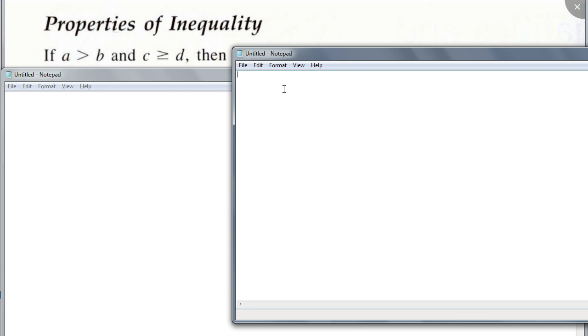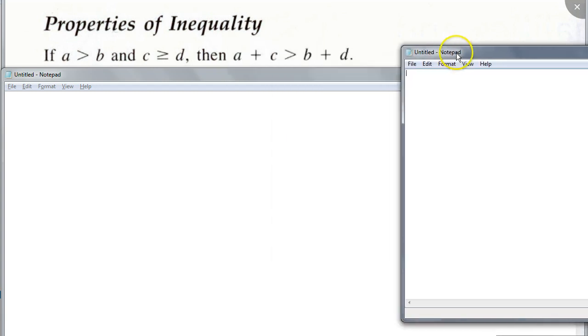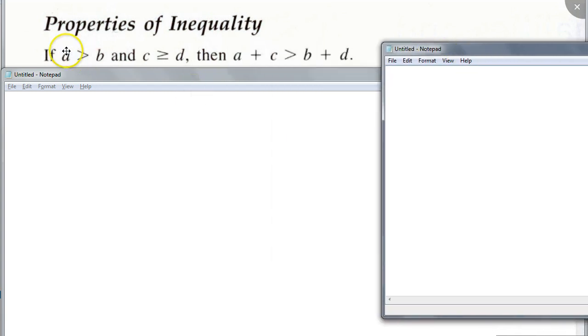But if this is true, A is greater than B, and C is greater than or equal to D, what can you say about the sum of AC versus the sum of BD? AC and BD, it should remind you of something. Jonathan? A plus C is greater than B plus D. You're exactly right. It turns out, if I were to add A, C together and then B and D together, AC is going to be greater than BD every time. Why is that? Very good question.